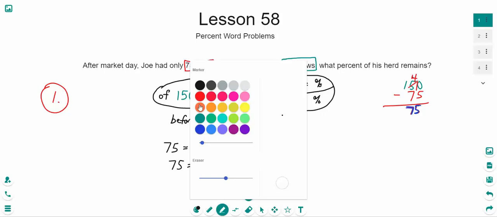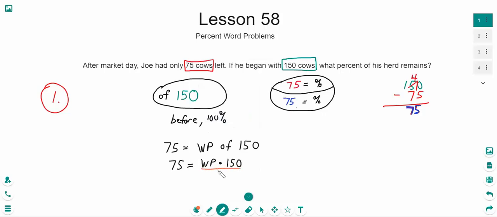And how do we do it? Well, we divide both sides by 150. And if we do that, if we take the 75 divided by 150, we're going to end up with 0.5. I won't do the math on the page here. You'll just have to trust me that 75 divided by 150 is 0.5, and that's going to equal the what percent.